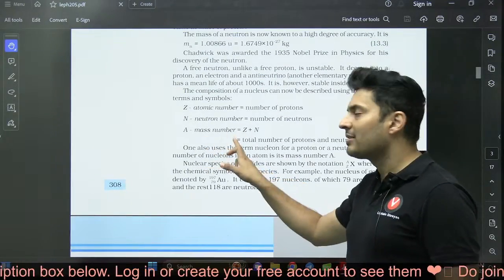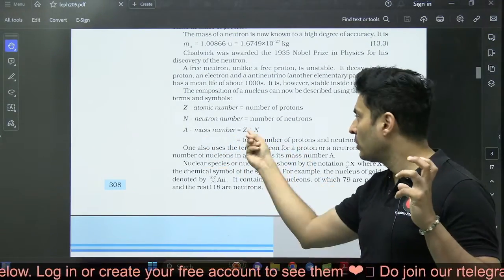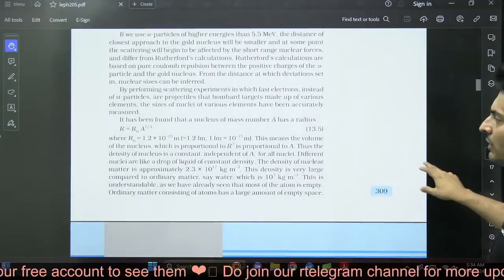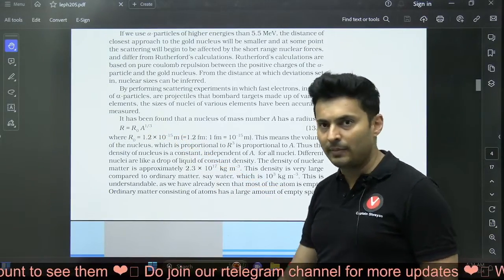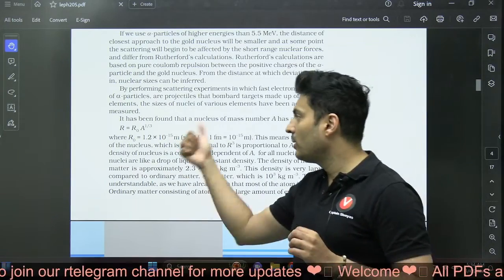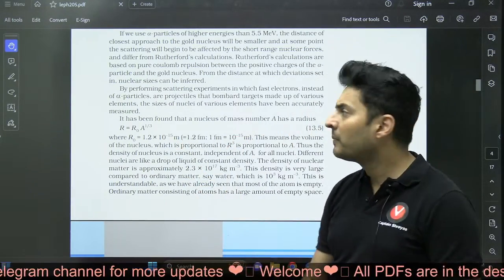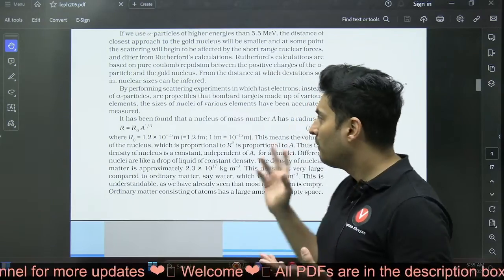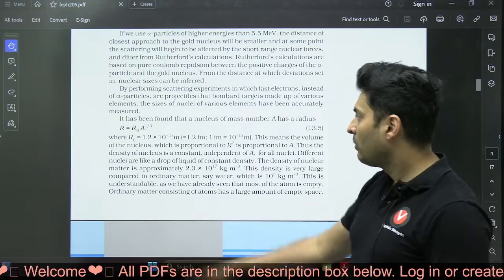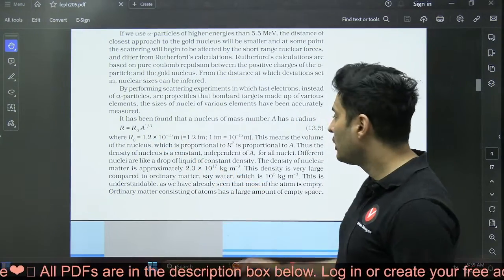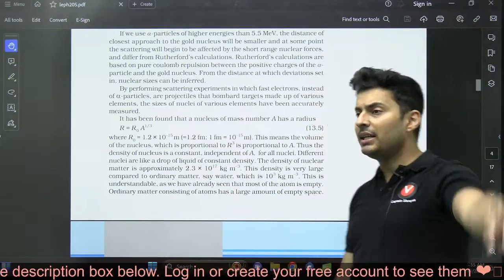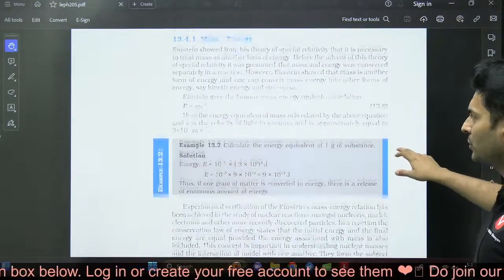Then you have atomic mass number, which is the total number of protons plus the total number of neutrons inside the nucleus. The size of the nucleus formula is R0 times A raised to 1 by 3. R0 is a constant which is 1.2 femtometer, which is 10 to the power minus 15 meter, also called Fermi. A is the atomic mass number. When you divide the mass of any nucleus by its volume, which you can find by 4 by 3 pi r cube, you will see it comes out to be constant, and the order is 10 to the power 17 kg per cubic meter, which is huge.